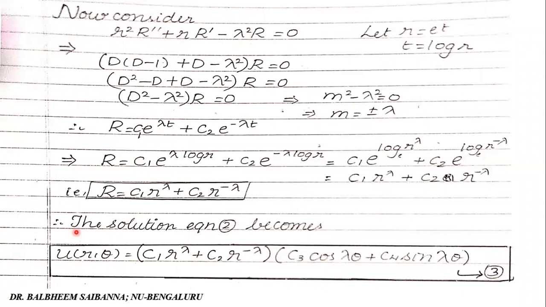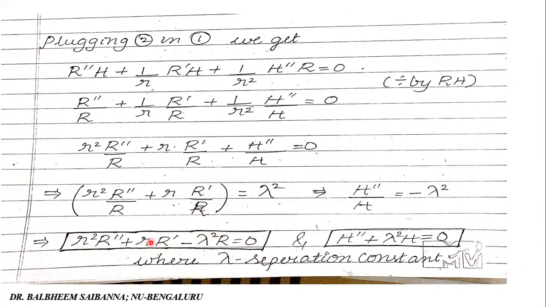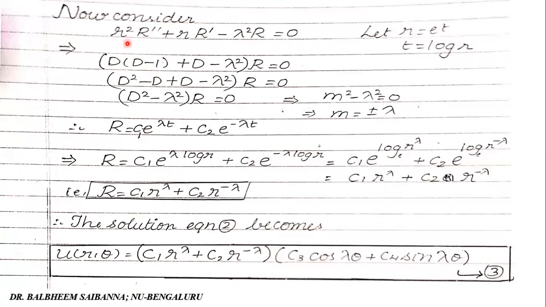So now our aim is to find these two solutions. To solve the equation r square R double dash plus r R dash minus lambda square R is equal to 0, we take r is equal to e to the power of t, then t is equal to log r. This is the exponential form.